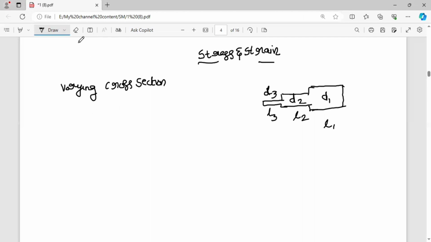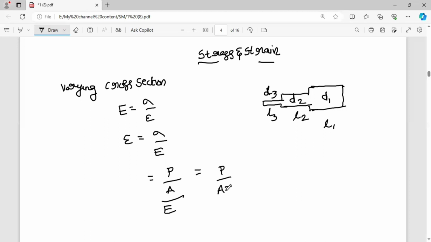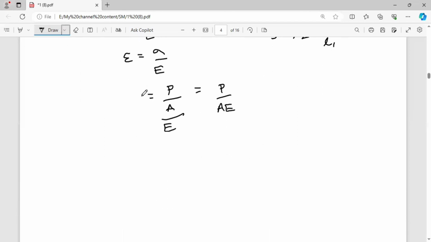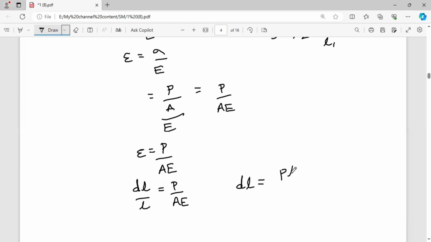Basically we know the relation. Young's modulus is the ratio between stress and strain. Our target is to calculate the strain. Strain can be written as stress by Young's modulus. Sigma means stress, which is P by A, so strain equals P by A E. Strain is nothing but change in length by original length. From that we can write the change in length equal to PL by AE.